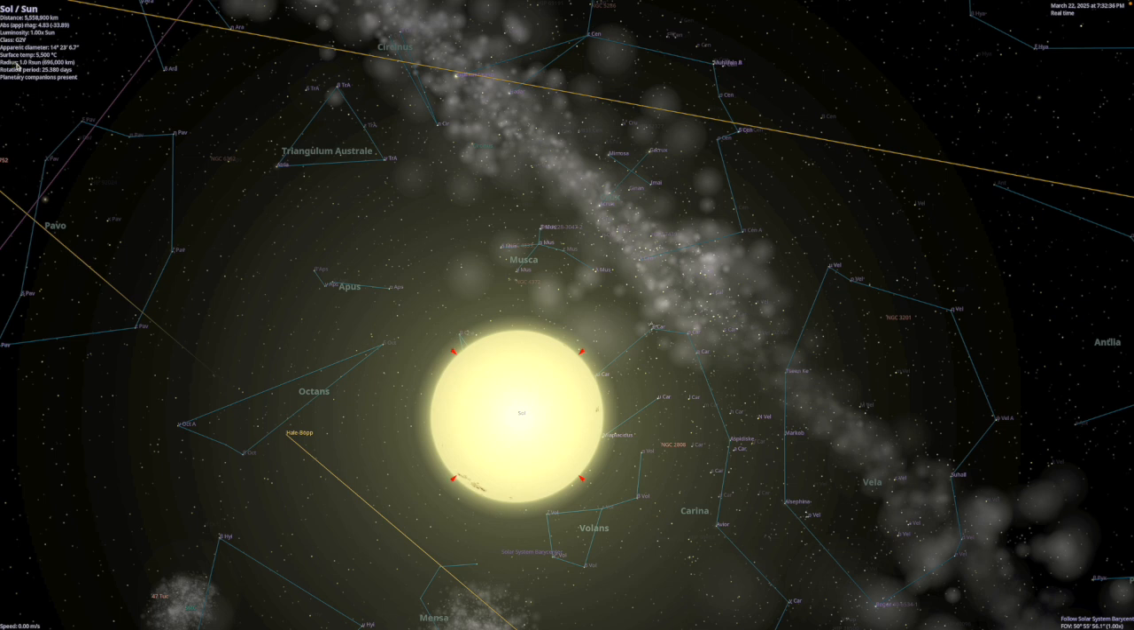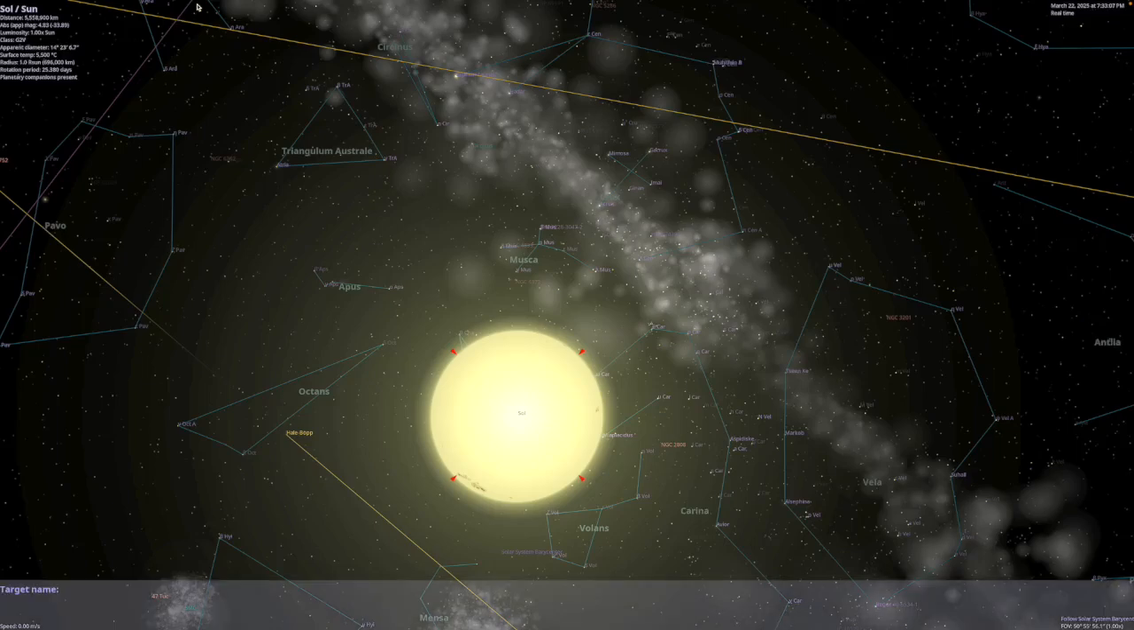Rotation period is 25.4 days, and that's it. Luminosity is just 1 times the Sun. Now we have the planets, so planets and moons. First we have Mercury.